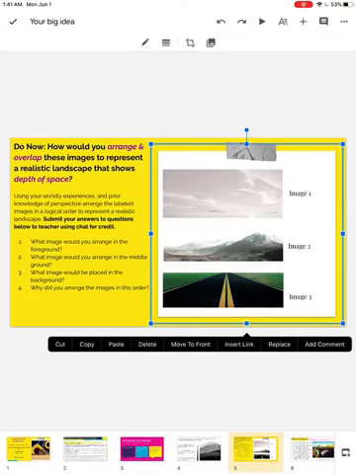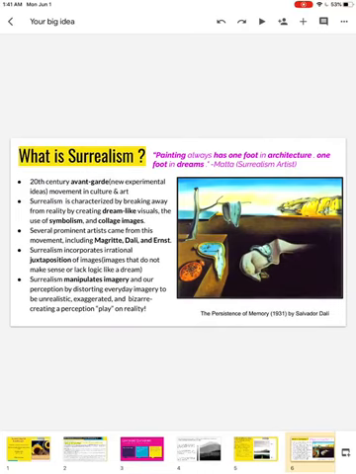This is a quick activity. It shouldn't take too long, so make sure you submit your answers. We're going to be moving on in 5, 4, 3, 2, 1, and into our lesson.